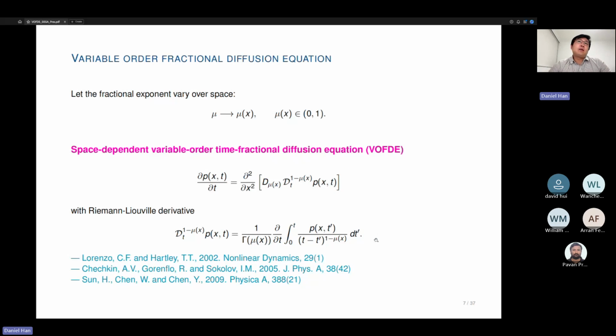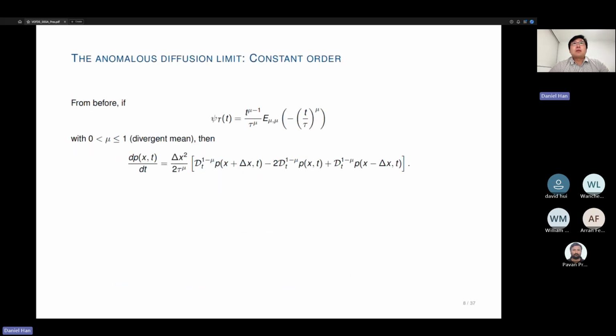And this has also been derived and explored quite a lot. Since 2002, the canonical model came out in 2005. And then in 2009, there was a study on the equation's properties and analytics, and that's actually an ongoing field of research. And so I want to take you back to the derivation because I want to see if there exists a diffusion limit that leads us back to the space-dependent variable order time-fractional diffusion equation.